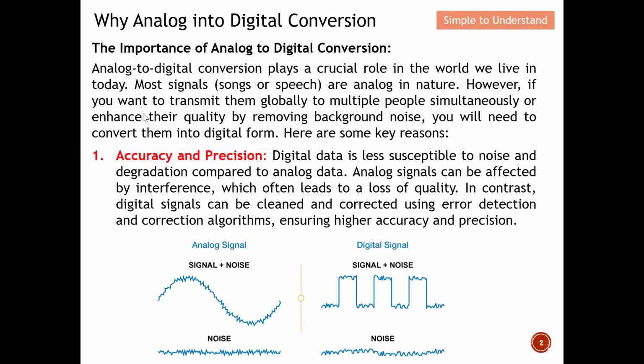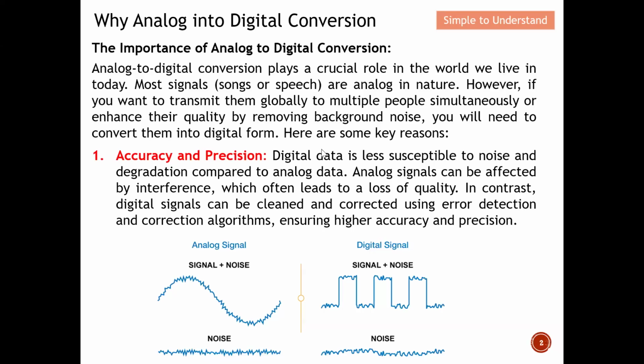However, if you want to transmit them globally to multiple people simultaneously, or even to enhance their quality by removing the background noise, you will need to convert them into digital form. Then you can do all this. After you have done all this in digital form, you can then convert them back to analog. So basically, these are some of the key reasons why we need to move the signal from analog to digital. The first one will be the accuracy and also the precision.